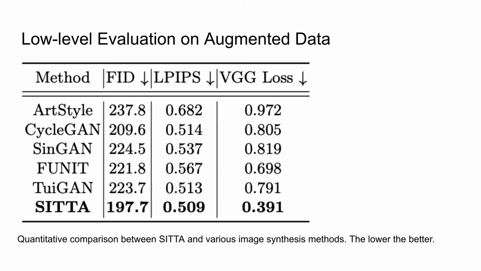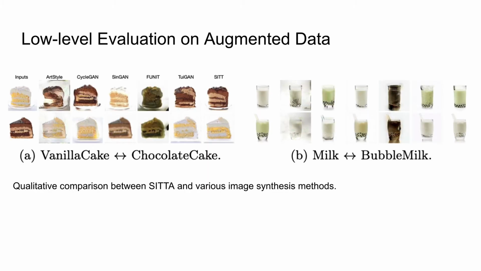For low-level evaluation of augmented data, we randomly select 32 images and run the experiments 3 times with a single source and target image. We report the average score in the table. We could notice that Sita could achieve comparatively better scores. We show some of the corresponding qualitative comparison results. We could observe that Sita enables clear and reasonable outputs.